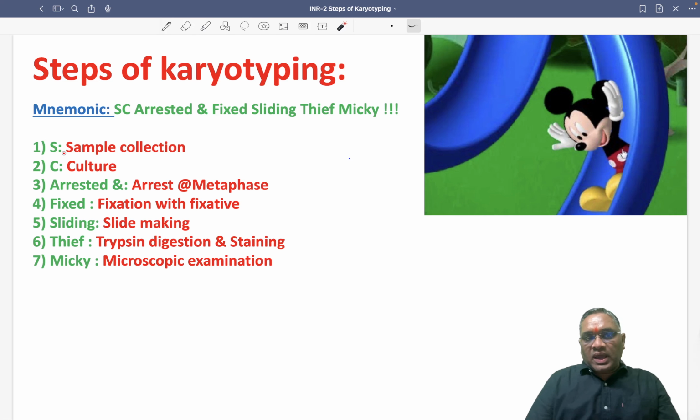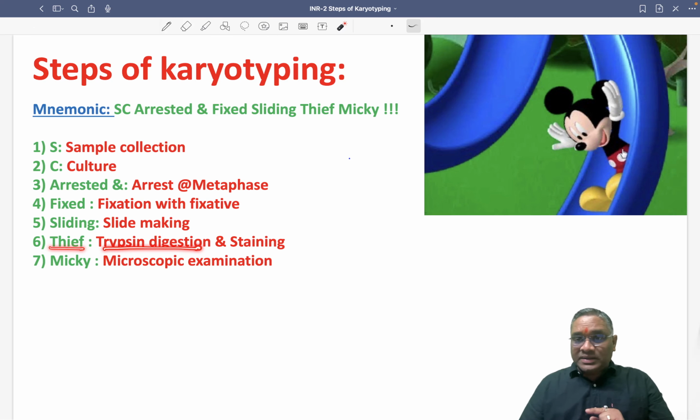Supreme Court means S is for sample collection. We will collect the sample. C is for culture. Arrested is arrest at the metaphase. Fixed is fixation with the fixatives. Sliding is slide making after that. And thief is trypsin digestion and staining. And Mickey is microscopic examination. So this is the beautiful mnemonic to remember karyotyping.